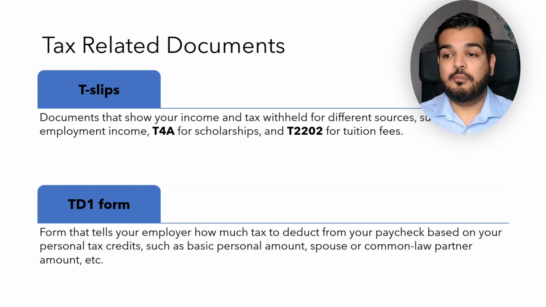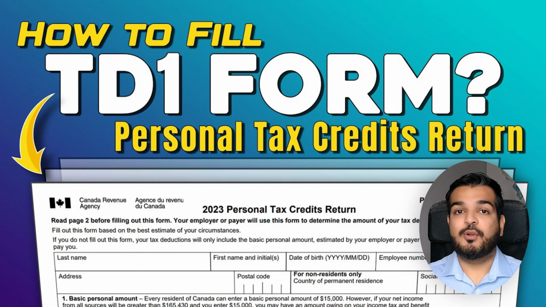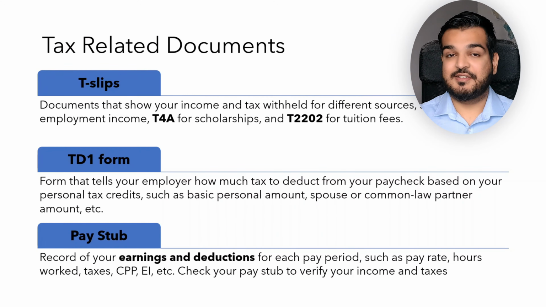The TD1 form includes information about any tax credits you may be eligible for. Your employer uses the information on the TD1 form to figure out how much tax to take off your paycheck. And this is a super important term that you should be aware of. It is your pay stub.